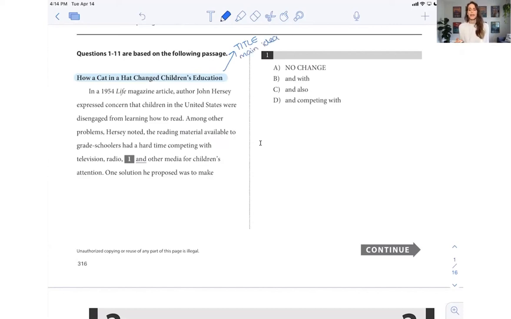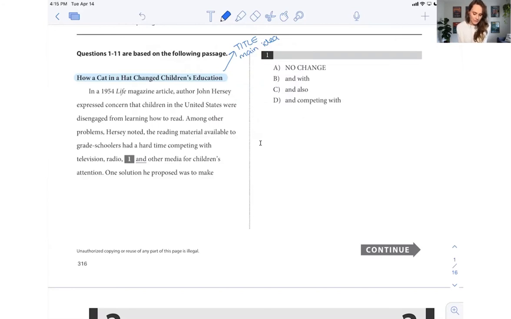So if I am dealing with a rhetoric question that asks me, should I add information, delete information, what would support the main idea of the passage more, my first thing I'm going to do is look back at the title or look in the first paragraph. But a lot of the time, the title by itself will give you a lot of information. So: how a cat in a hat changed children's education.